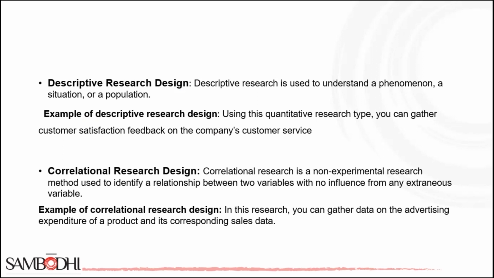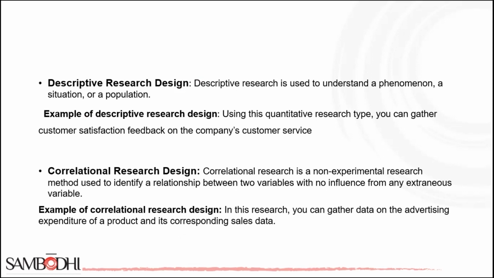Let's further look into the example. Using this quantitative research type, you can gather customer satisfaction feedback on the company's customer service or also a particular product. You can conduct an online survey to assess various aspects of customer service, such as the time it took to connect with an agent, the agent's politeness, knowledge, the effectiveness of a resolution, and so on. This data can help you identify the overall satisfaction level and the areas that require improvement.